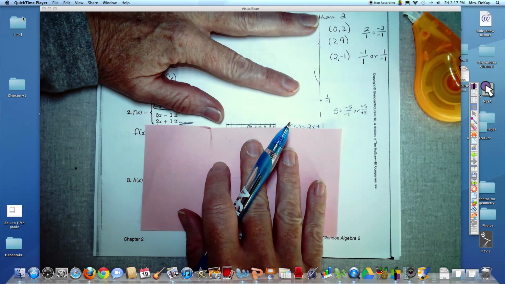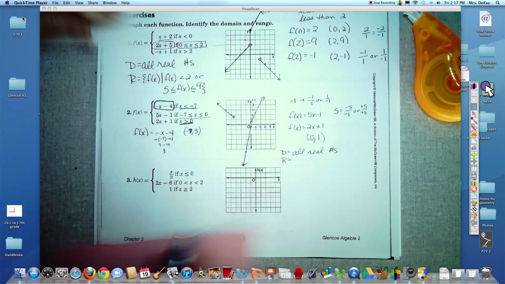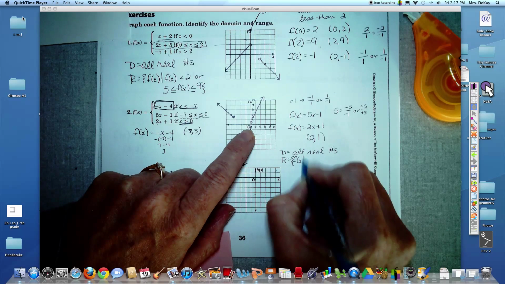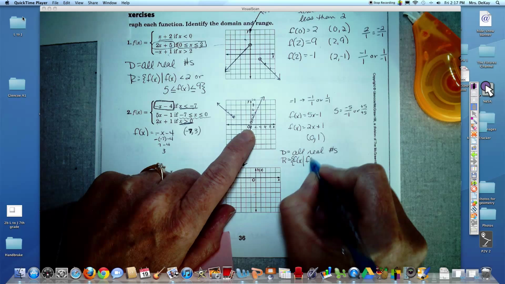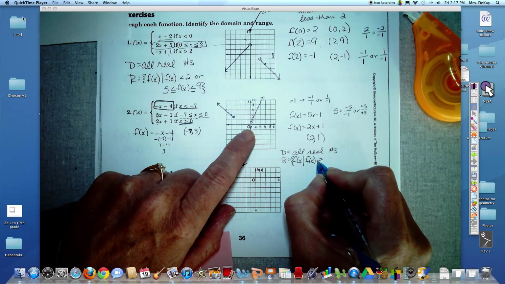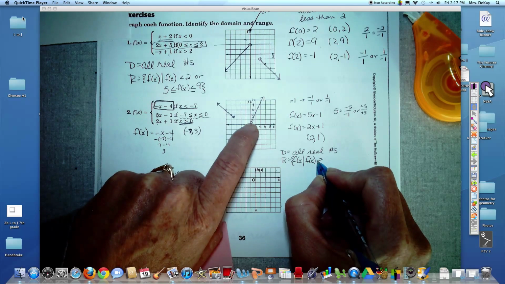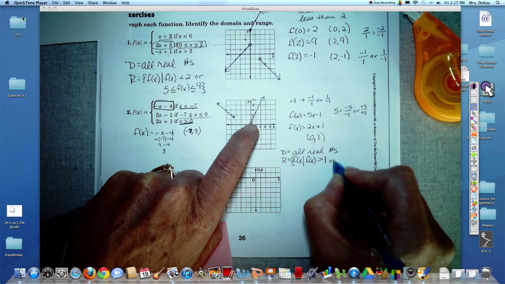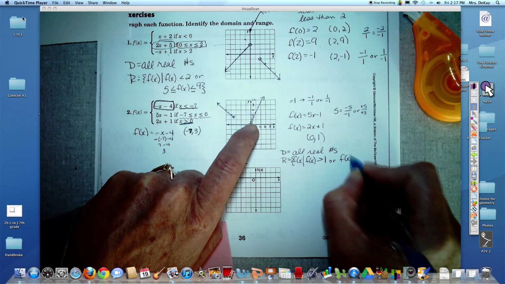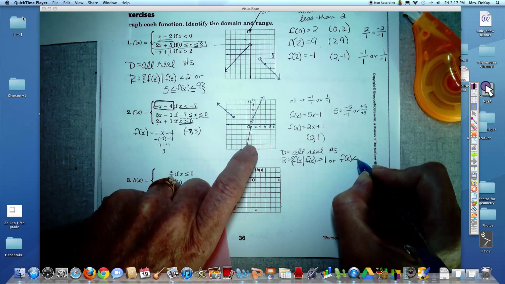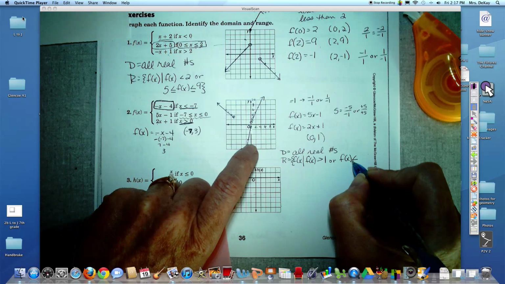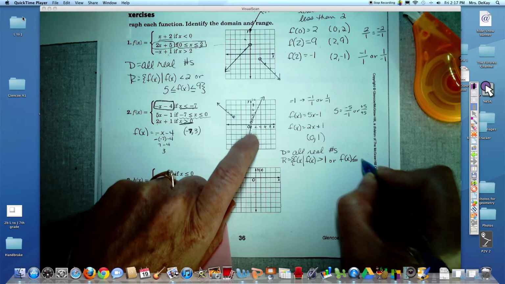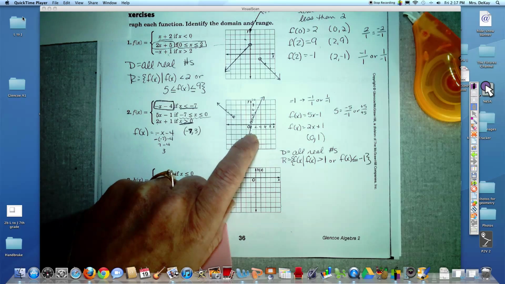So what I'm going to say when I name my range is: the set of all f of x such that f of x is above 1, or f of x is below or equal to -1.